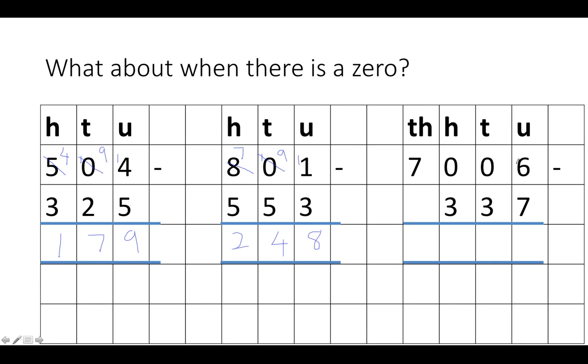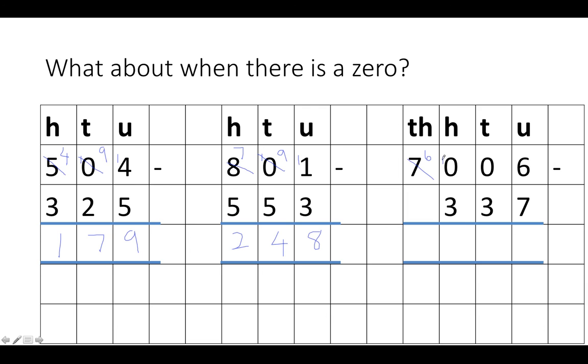And let's have one last look at that. So I've got 6 take away 7. It's smaller than 7, so I can't do it. So I need to go next door and borrow, but there's nothing there. So go next door. Oh, there's nothing there either. So go here and borrow 1. So he ends up with 1 less. I can only move it to next door. So still not helping me.